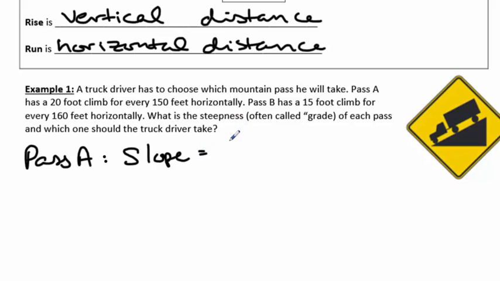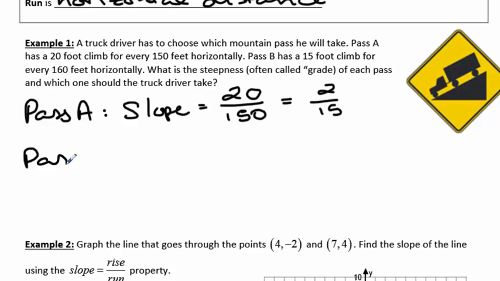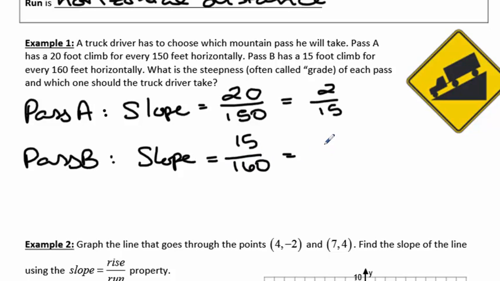So since slope is equal to rise over run, for pass A, the slope is 20 over 150. Let's go ahead and reduce that fraction. If I divide them both by 10, I have 2/15. For pass B, there's a 15-foot climb for every 160 feet horizontally. So it's going to have a rise of 15 for a run of 160. If you divide those both by 5, you'll get 3/32.